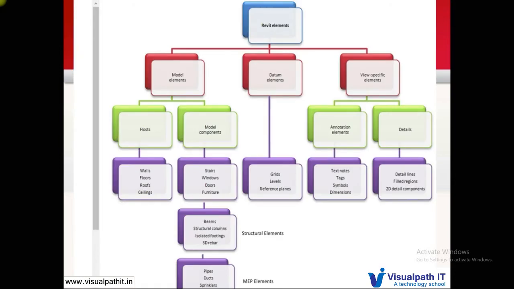Now, when you come to the Revit elements, I told you a lot of elements are there. Let us see first how the software architecture is built. Revit elements are divided into 3 parts, right? So we have the model elements, we have the datum elements, and we have the view-specific elements. Now, model elements are further divided into host and model components.